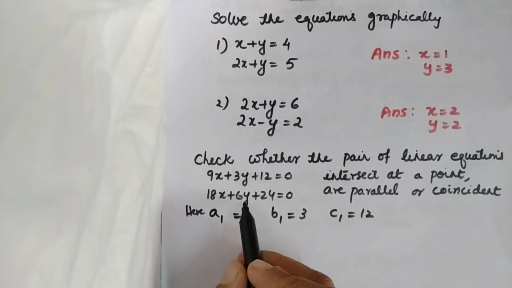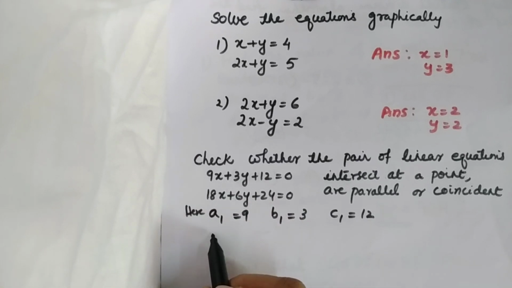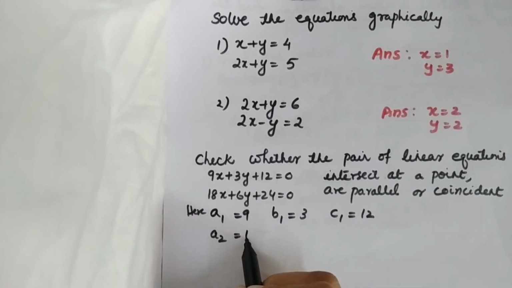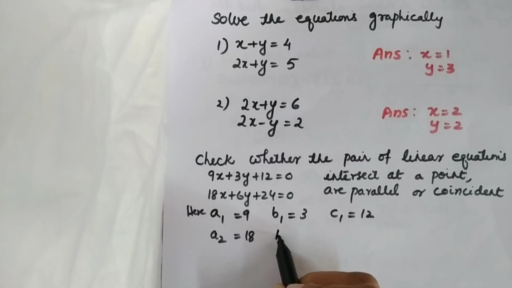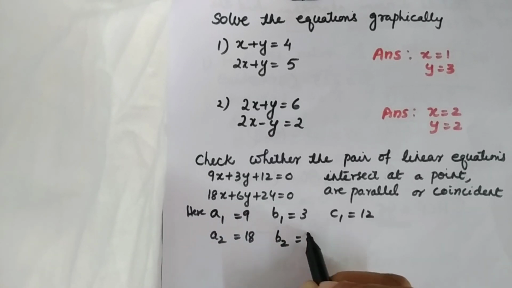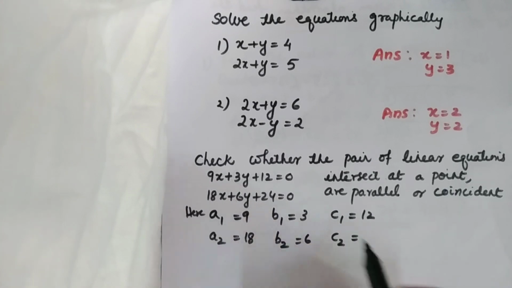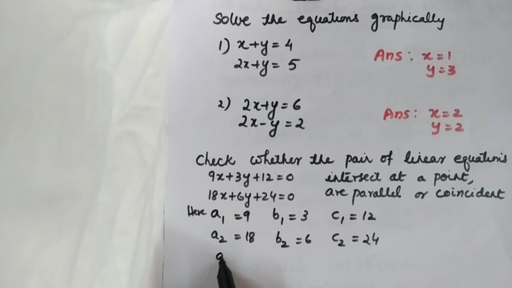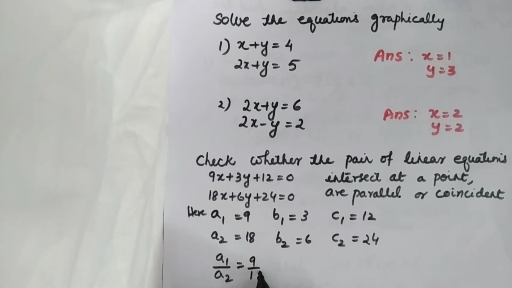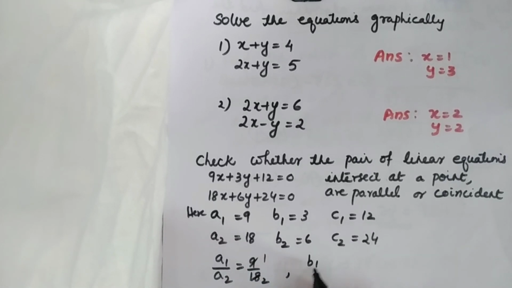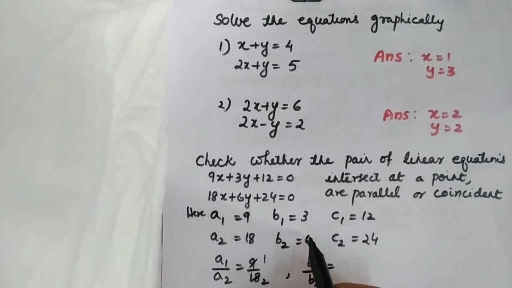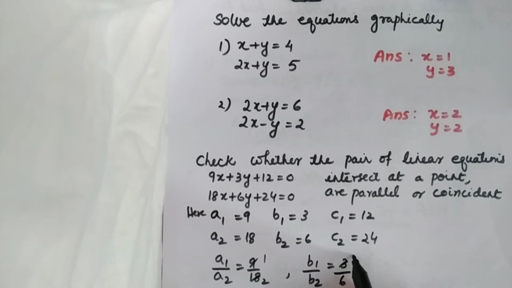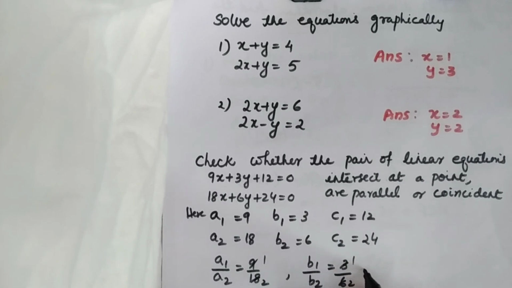Next, this is a2x plus b2y plus c2 equal to 0. So a2 equal to 18, coefficient of x is 18, b2 is coefficient of y, 6, and c2 is constant term, that is 24. Now for this you have to find a1 by a2. a1 by a2 is 9 by 18. You can cancel, 1 by 2. Now next is b1 by b2. It is 3 by 6. You can cancel it. That is also 1 by 2.